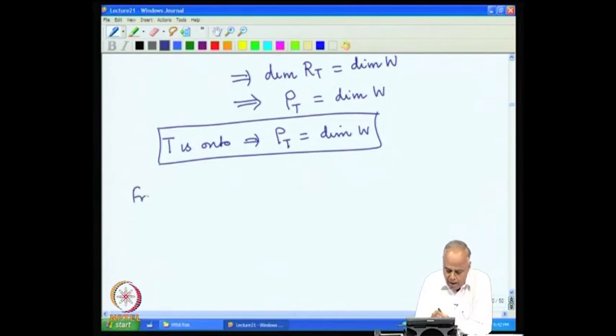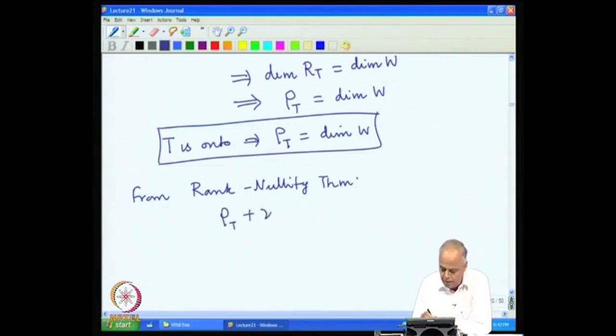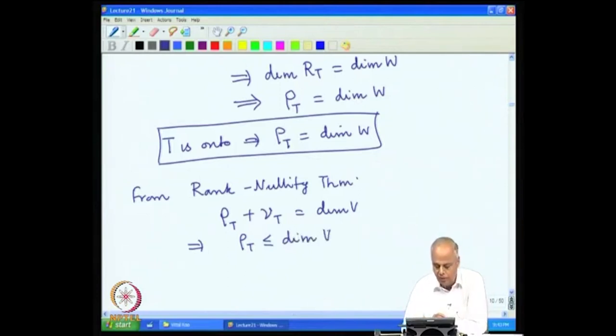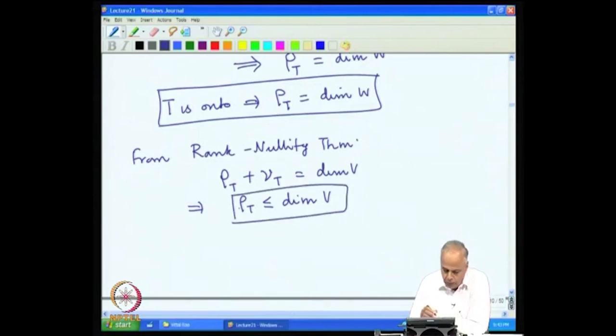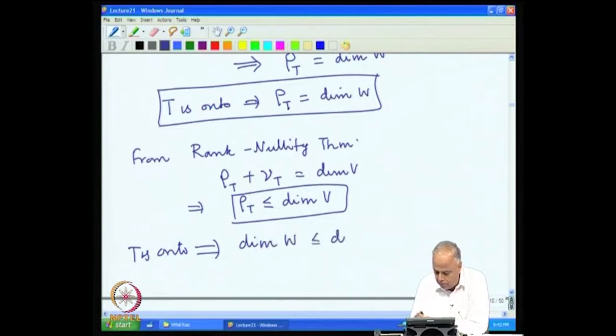We also had the rank nullity theorem. What does the rank nullity theorem say? The rank of T plus the nullity of T is the dimension of V. And therefore, if we add something non-negative, namely the nullity of T, to the rank of T, we get the dimension of V. Therefore, the rank of T must be less than or equal to the dimension of V, because the dimension of V is the rank of T plus something which is non-negative. And hence, comparing this statement with the previous statement, we see that T is onto implies the dimension of W must be less than or equal to the dimension of V.